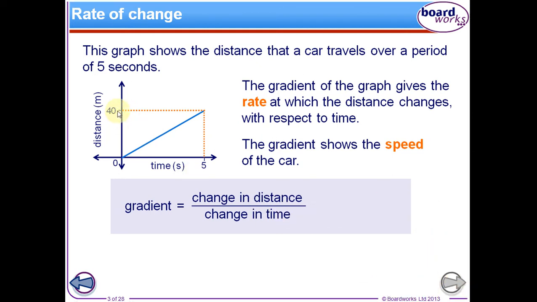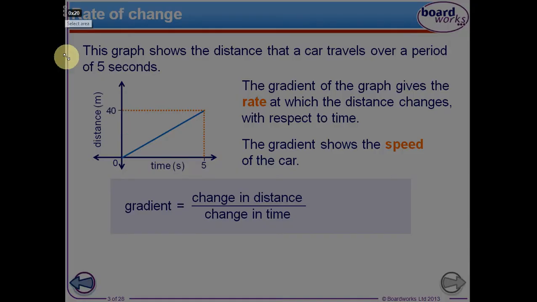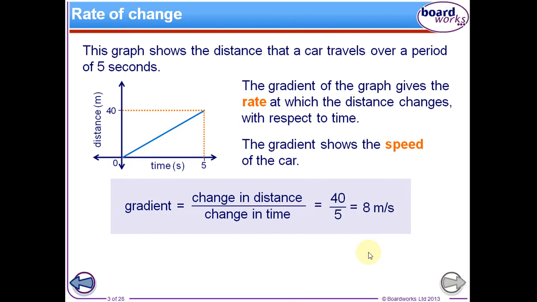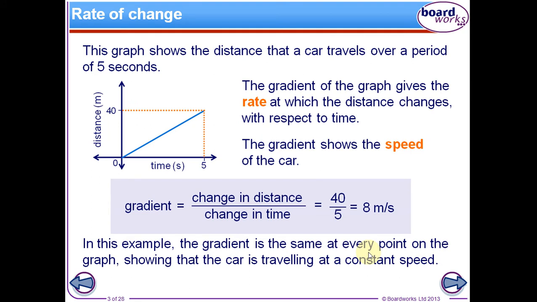If you look at the change in y now, this is your y2 and this is your y1. Your x1 is 0 and your x2 is 5. So you have 40 minus 0, divided by 5 minus 0, that is 40 over 5, and that is 8 meters per second. So in this example, the gradient is the same at every point on the graph, showing that the car is traveling at a constant speed.